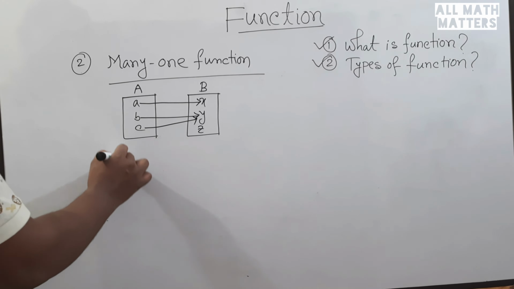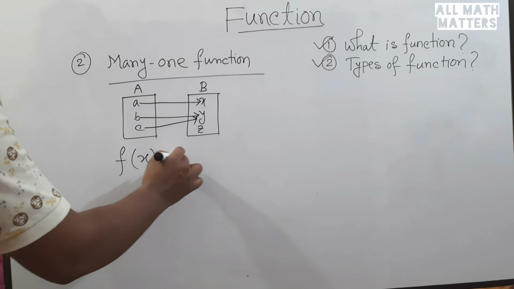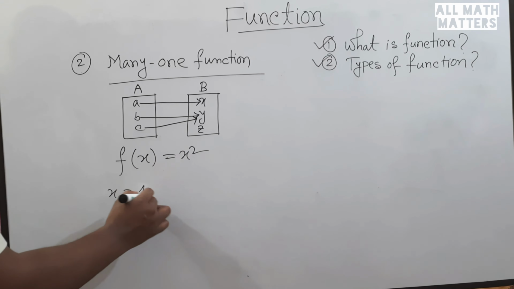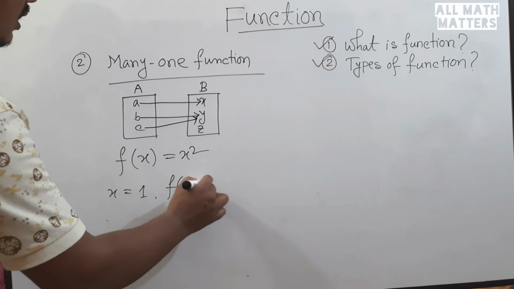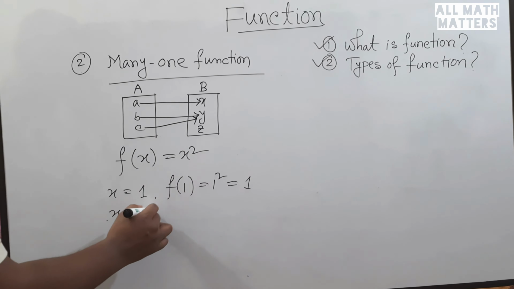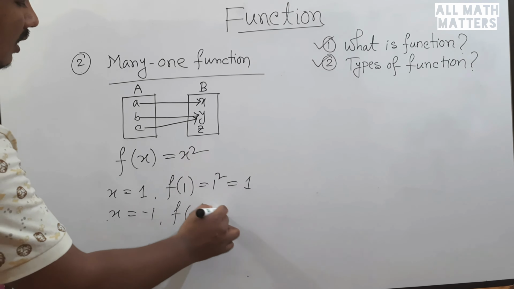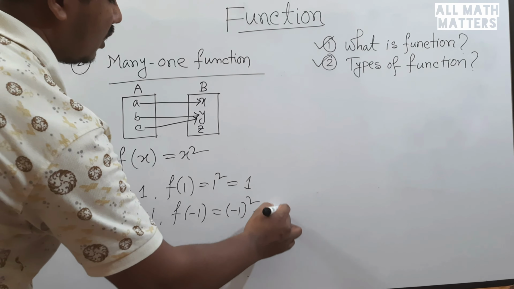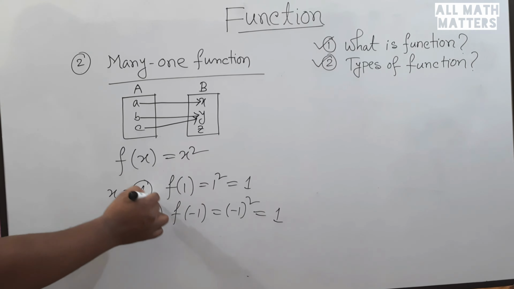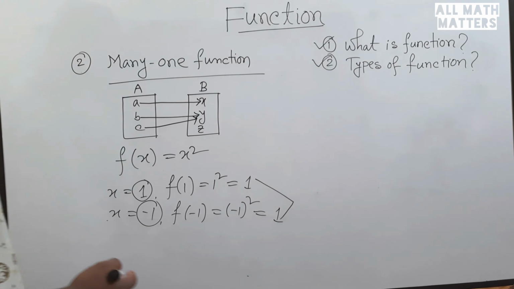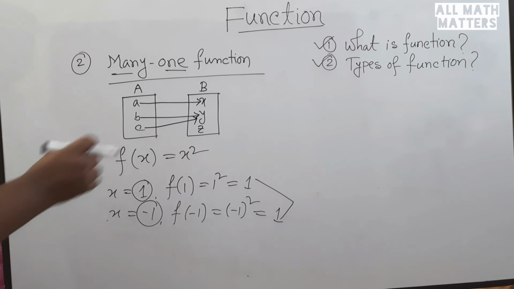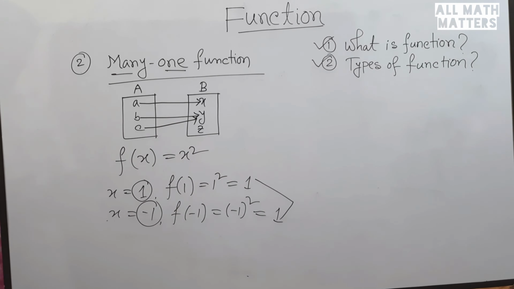For example, if we consider a function like f(x) = x², if we input x = positive 1, then we will get f(1) = 1², that is 1. If we input x = negative 1, then f(-1) = (-1)² = 1. So look here: for two values, 1 and negative 1, we get the same value, that is 1. That is, for many values we get only one value. That's why this type of function is called a many-one function.